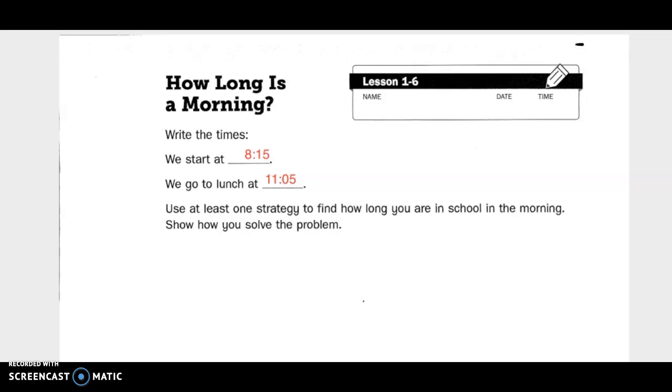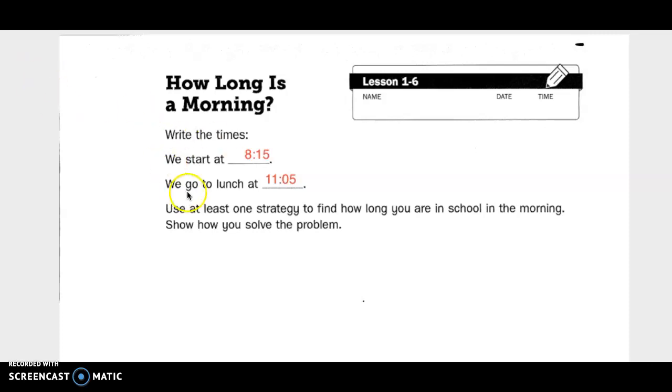I know it says math journal page, but today we're going to be on a separate sheet. It is uploaded as a template and you should be able to write on it after this video. This just gives you instructions on how to complete this assignment. Okay, it says how long is a morning? Remember, we just solved how long is math class. So this is going to be very similar.